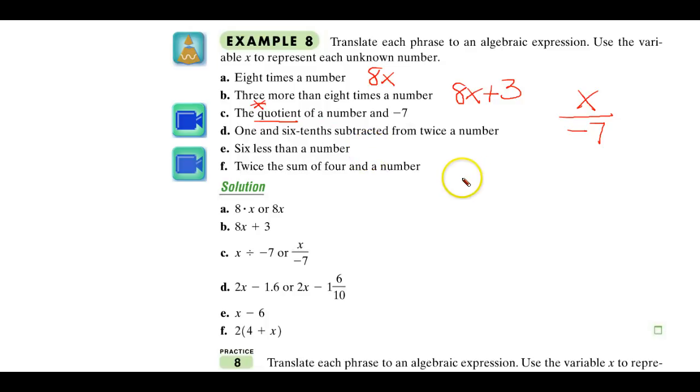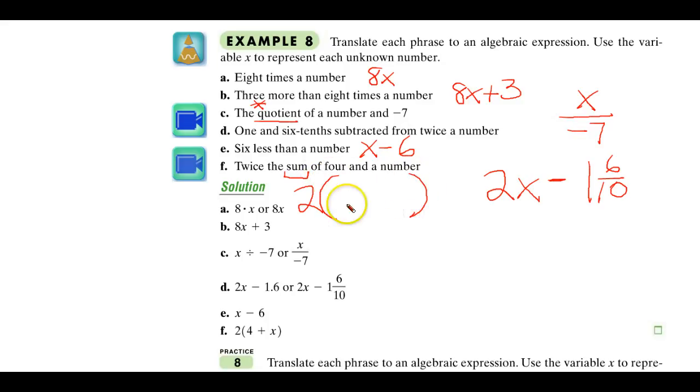1 6/10 subtracted from twice a number. So this would be twice a number, and you're going to subtract 1 6/10. 6 less than a number. X is the number less 6. Twice the sum of 4 and a number. Well, we're going to do twice. Now, to indicate the word sum, this is the tricky part. We have to put it in parentheses to show that this is a sum. So I could put x plus 4, or I could have put 4 plus x. Either way. And I see that's how they're writing it. That's fine.